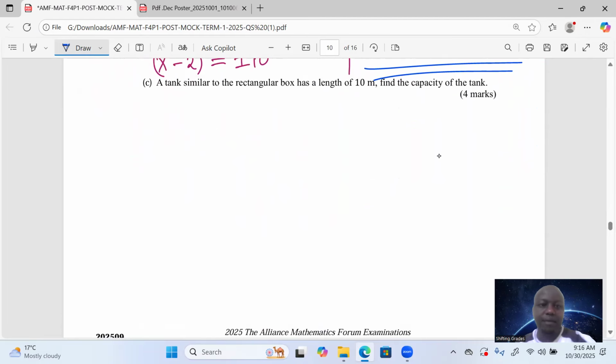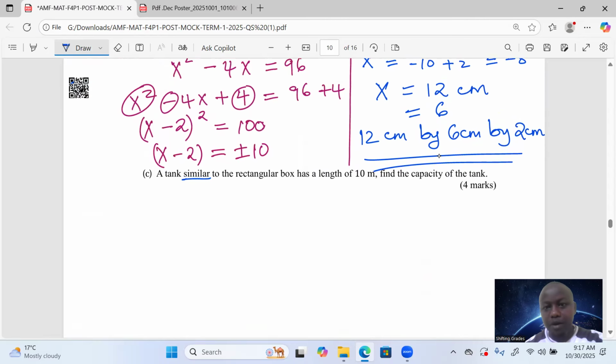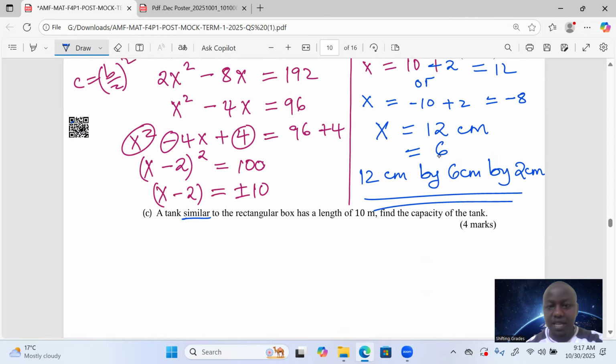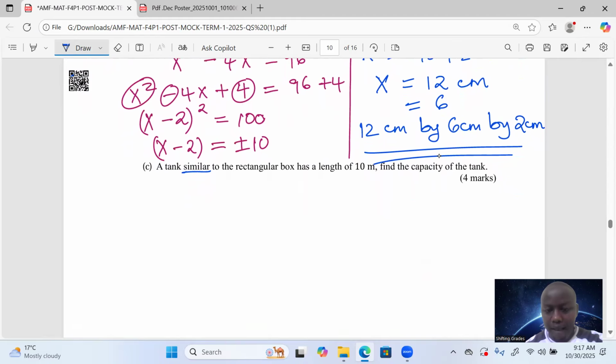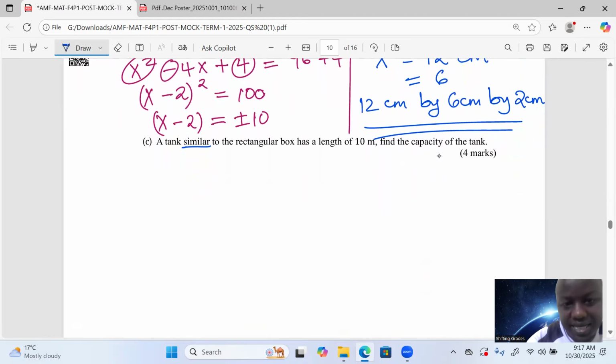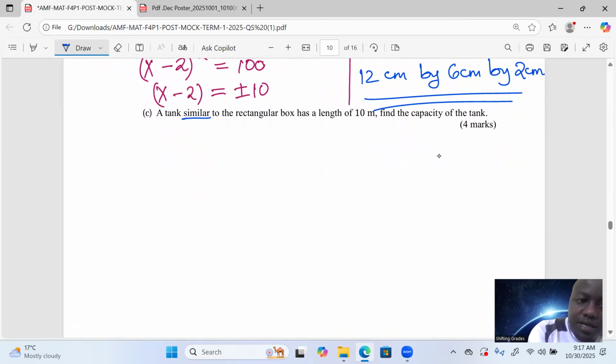Now at part C, a tank similar to the rectangular box has a length of 10 meters. Find the capacity of the tank. The key word here is similar. So we're talking about similarity. It has a length of 10. What about the box that we have? It had a length of 12. Meaning that we can talk about linear scale factor.